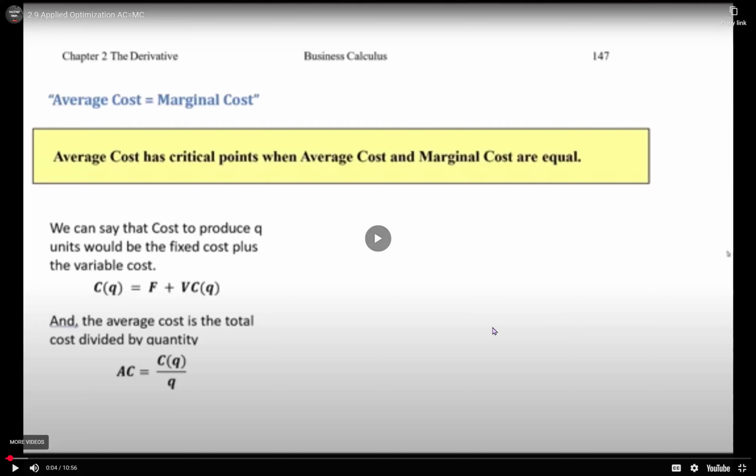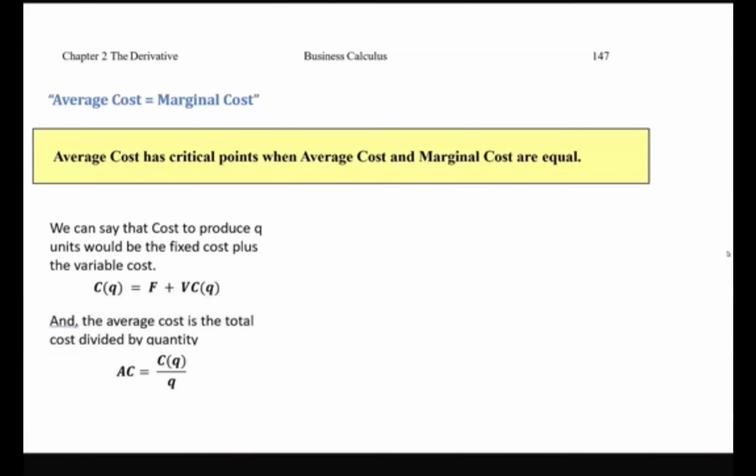This chapter has to do with average cost equaling marginal cost. Average cost has critical points when the average cost and the marginal cost are equal. Average cost equals marginal cost, critical point.